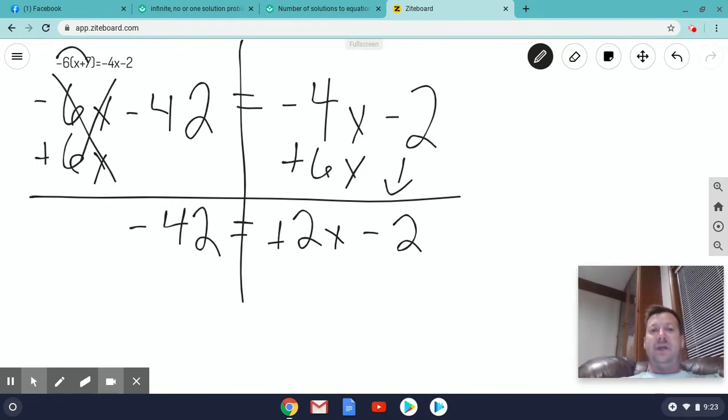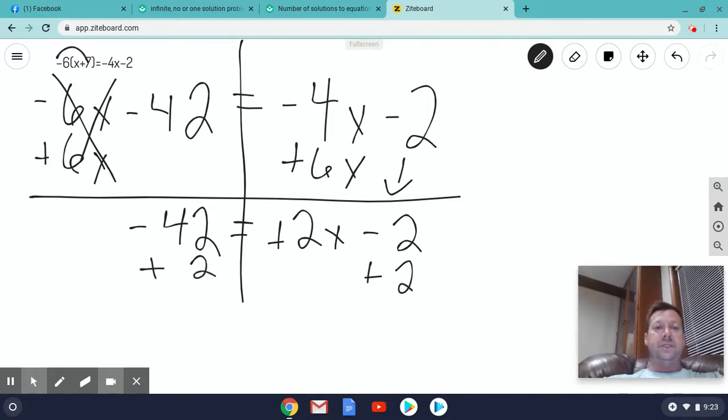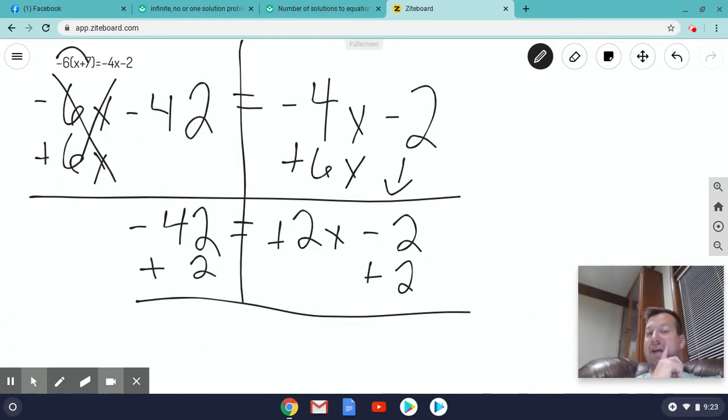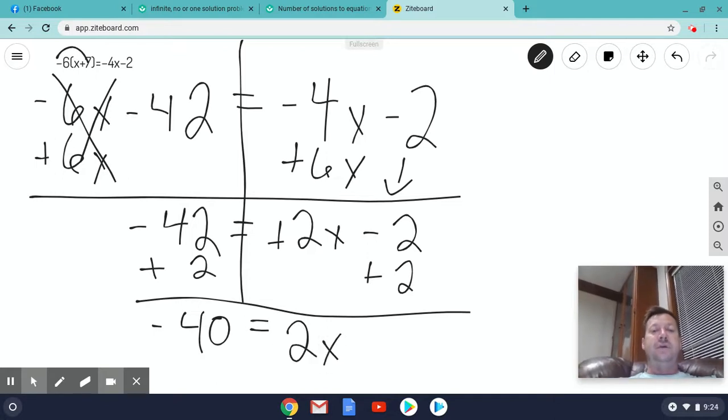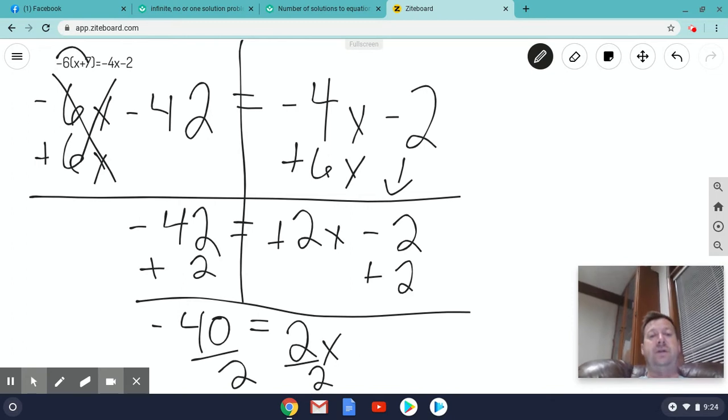Next, I want to add 2 to both sides of the equal symbol. In doing that right there, if I had 42 negatives and then I put 2 positives there, those 2 positives would cancel 2 of the 42 negatives, and I would have 40 negatives left. And then over here, I would have positive 2x. Now I need to divide both sides by 2 to cancel that 2 out and get x alone. 40 divided by 2 is 20, so -40 divided by 2 is -20.